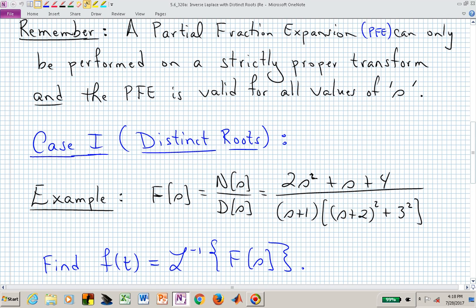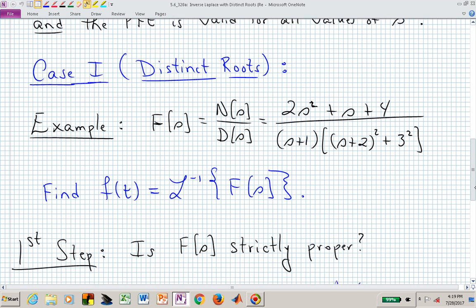What we want to do then is factor this capital F(s) into terms or factors that will allow us to identify particular expressions in the right-hand column of the Laplace transform tables, and then go back into the time domain and find little f(t), which is the time domain expression for capital F(s).